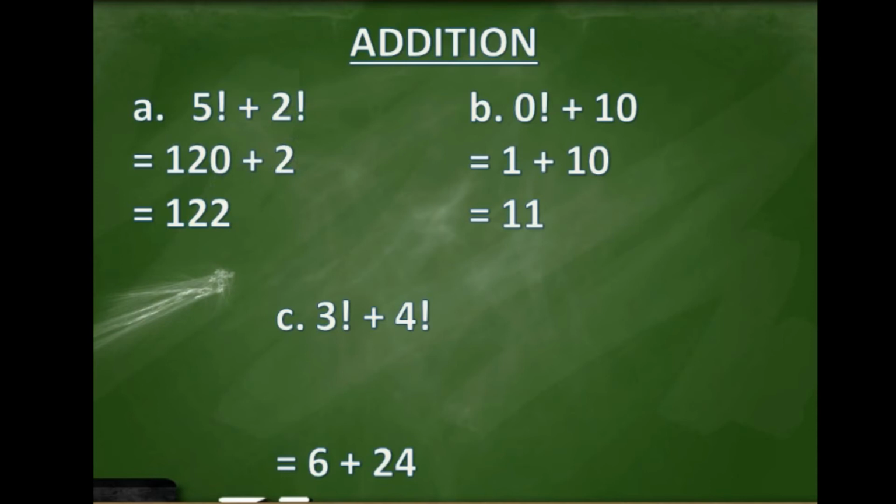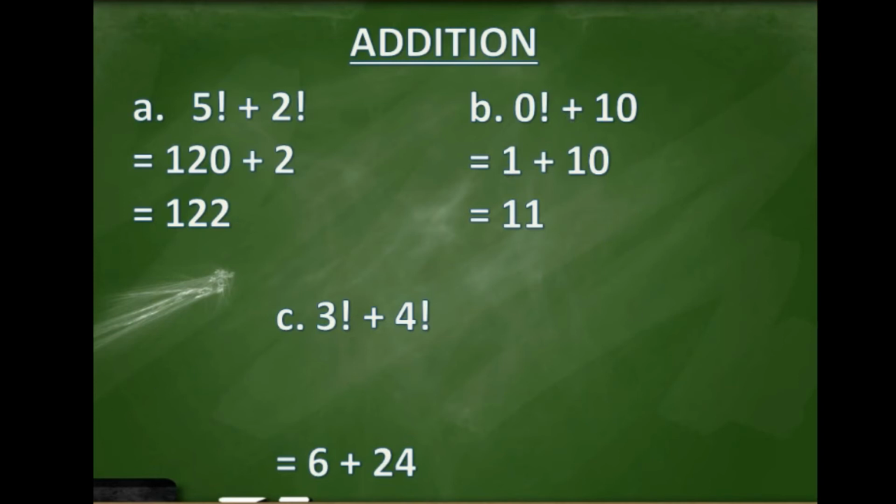Letter B. 0 factorial plus 10. As you notice, 10 has no factorial symbol. So which means the value of 10 remains as 10. So 0 factorial is equal to 1 plus 10. So 1 plus 10, we have 11.